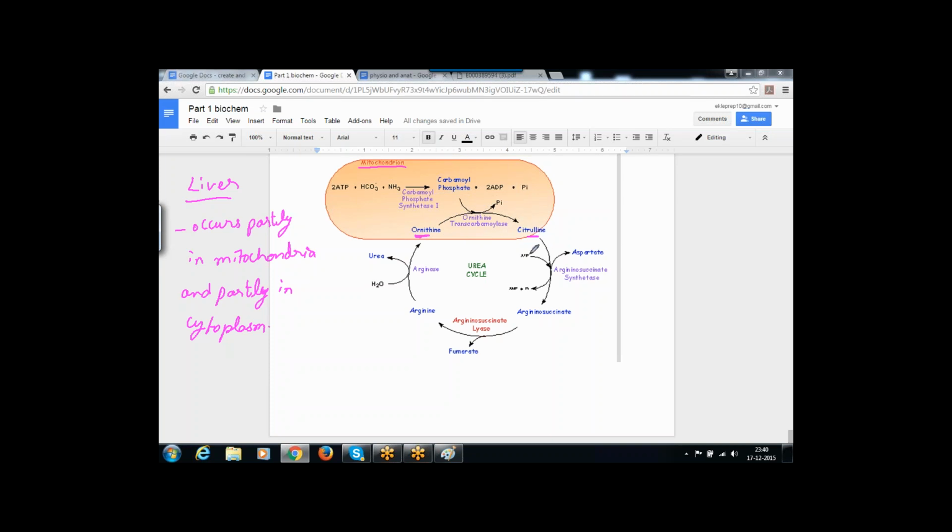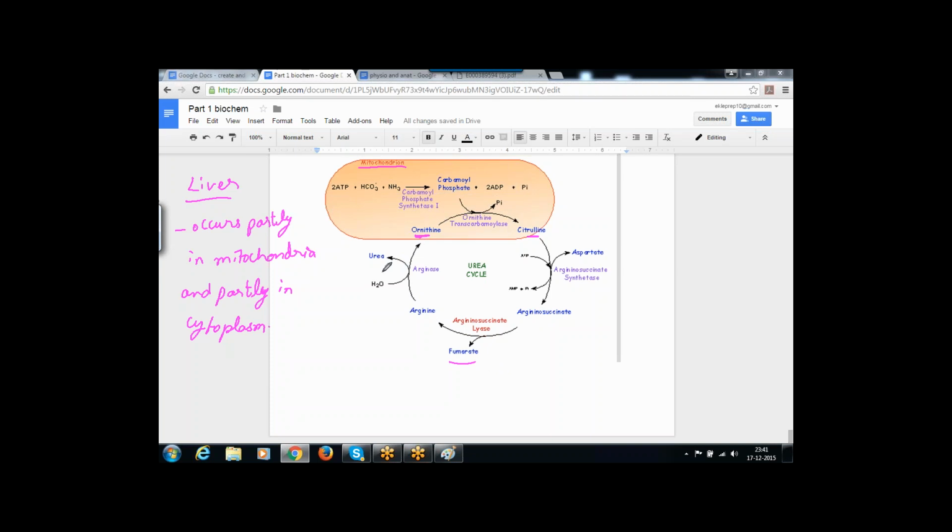Citrulline comes out of mitochondria into cytoplasm. This is cytoplasm, where it becomes arginosuccinate. Arginosuccinate splits into arginine and fumarate. So you can see it is splitting into arginine and fumarate. Arginine is further acted upon by arginase, and it splits into ornithine and urea. So this urea will be passed out; it will be filtered from blood by kidney and passed out in urine.